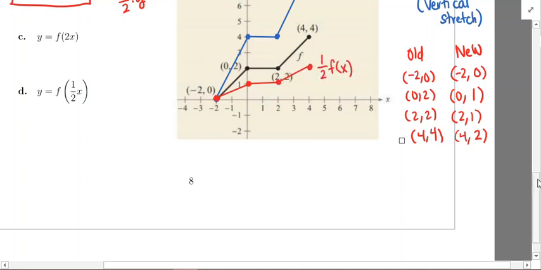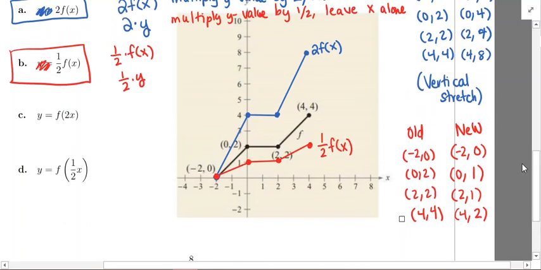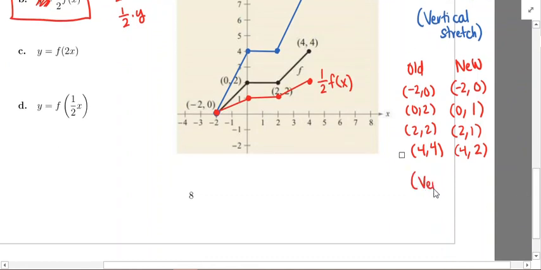If you had to describe in words how the black graph compares to the red graph, this is a vertical compression. You have shrunk it in the y direction. So this is a vertical compression.